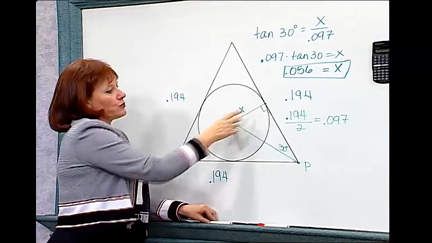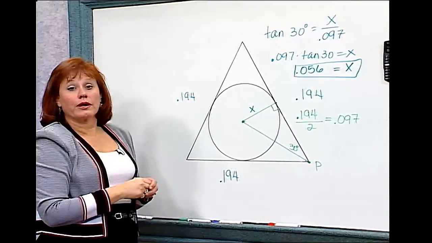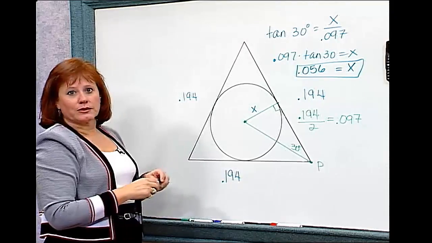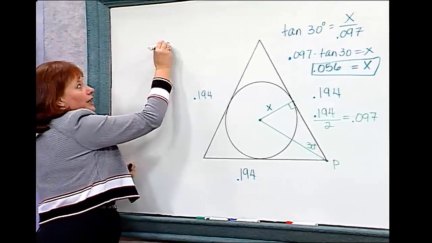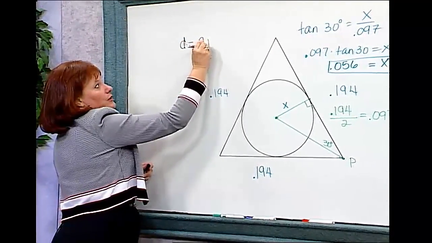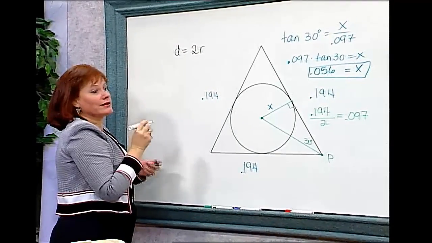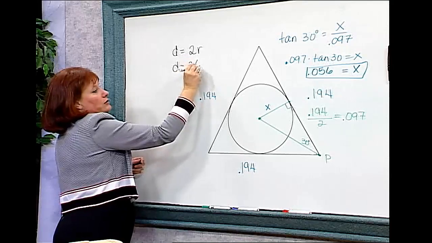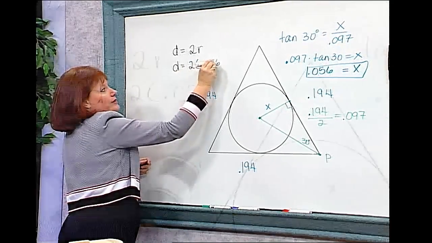X only gives us the radius of this particular problem. What we're interested in is the diameter of the circle, but this is an easy enough problem to fix. If I want to know the diameter of the circle, I know that it's equal to 2 times the radius, and in this case I know what the radius is. So the diameter is equal to 2 times 0.056.